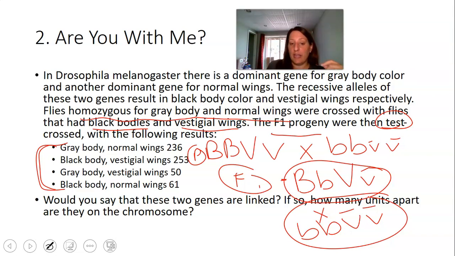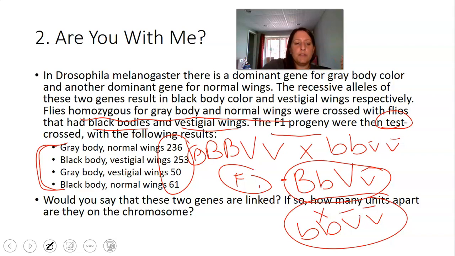So how do I know that they're linked? By the numbers. If I have a whole lot of parental and much less of the non-parental, I'm going to know that recombination happened, so these genes must have been linked. If I had, maybe, 175 of each phenotype, then I would say no, the genes are not linked, because I have an equal number of each phenotype in the offspring. But since I don't have that, I know that they're linked. I have more parental than non-parental.